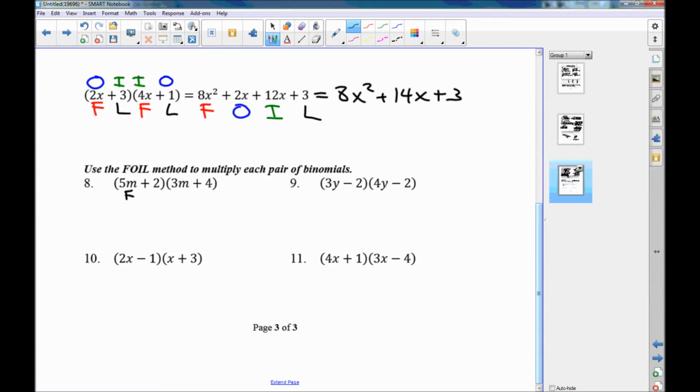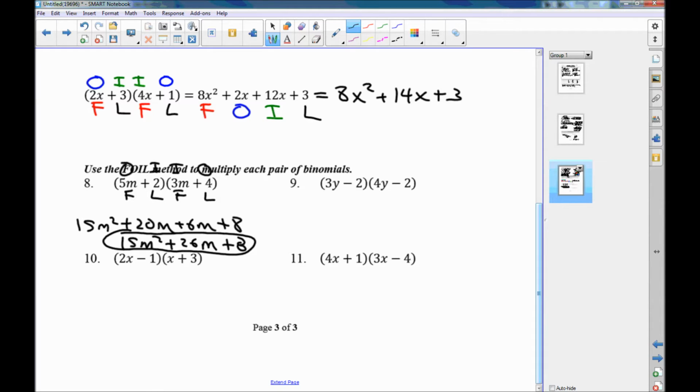So first is going to be 5m times 3m, that makes 15m squared. Outer is 5m and 4, so that makes 20m. Inside is 2 and 3m, this makes 6m. And last is 2 and 4, so this makes 8. Combine your two middle terms, because they're like terms. So we get 15m squared plus 26m plus 8.